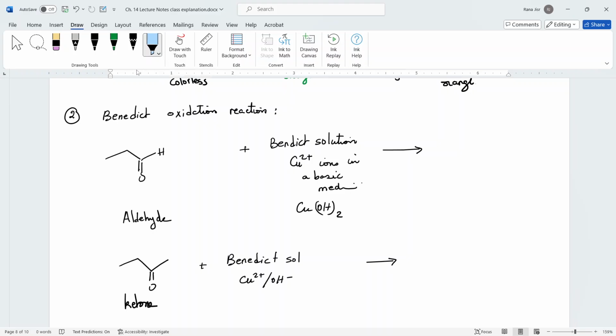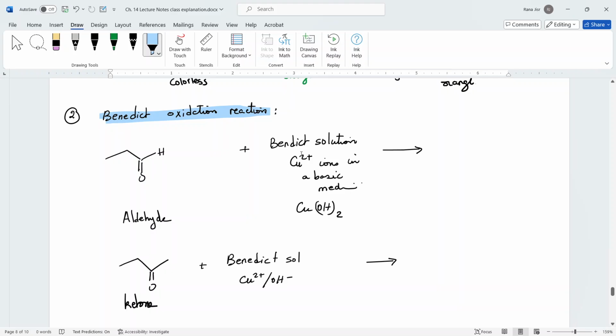Another test in order to identify aldehydes from ketones is the Benedict oxidation reaction. It's the same idea in here. It's still an oxidation reaction, but the reagent is going to differ in this case. I am using here copper ions in presence of a basic medium. I represent it like this, okay?